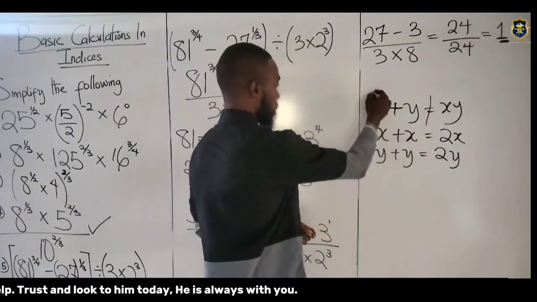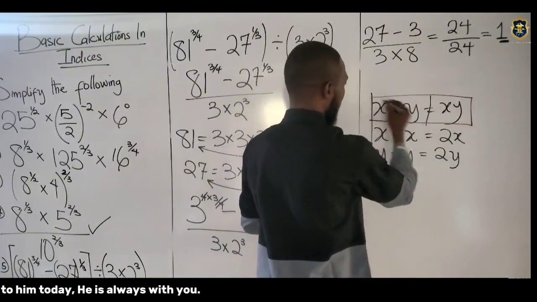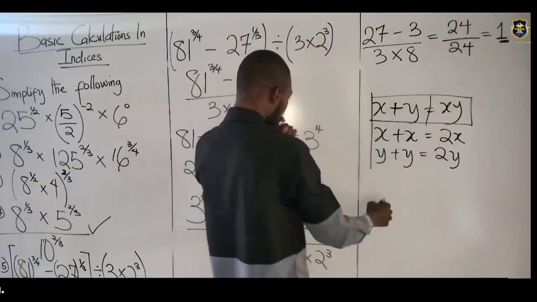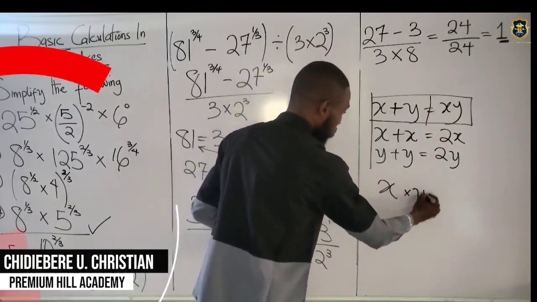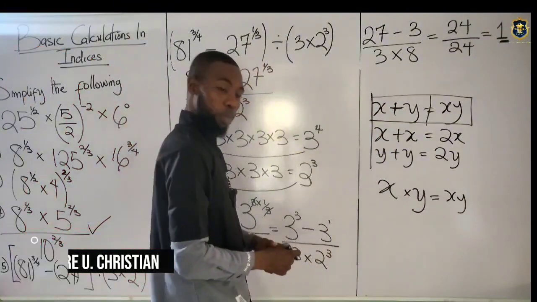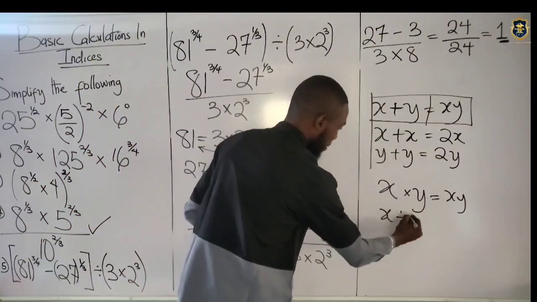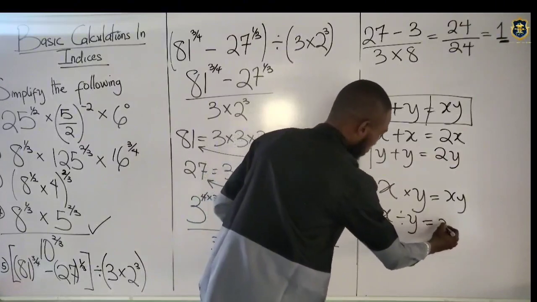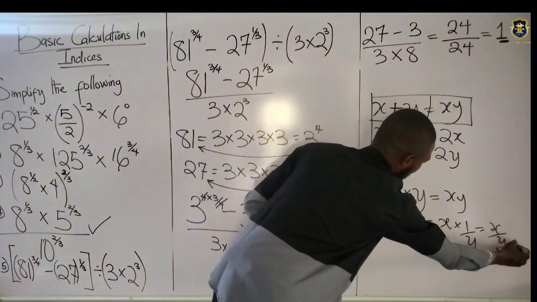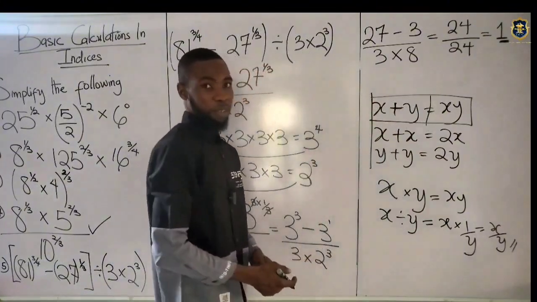But we can't have this as our answer with this operator. The only way this thing is correct, where we can apply this, is when we are having x times y. Then we can have xy. That's how the operator works, right? And divide, we have x divided by y, and it's substituted for x times 1 over y, which is x over y. It's that simple. It's that very, very simple.